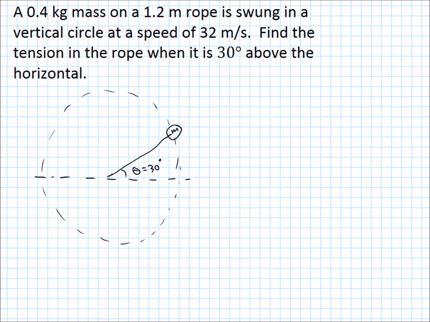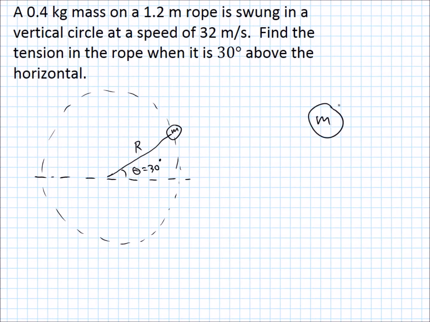We also know the length of the rope. I'm going to call it R because it stands for radius. L would work too, but I like radius. So we drew our picture. The next step is a free body diagram.